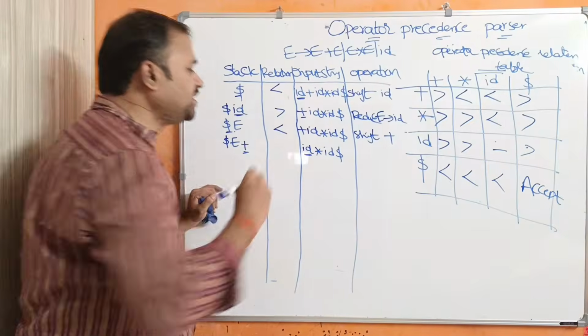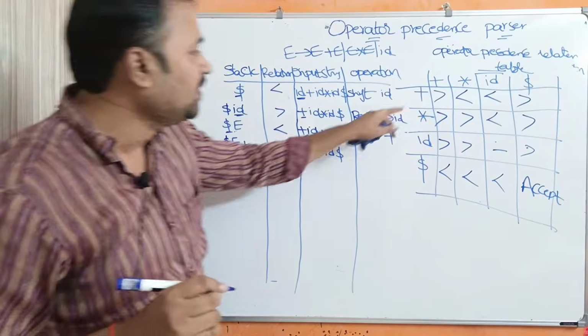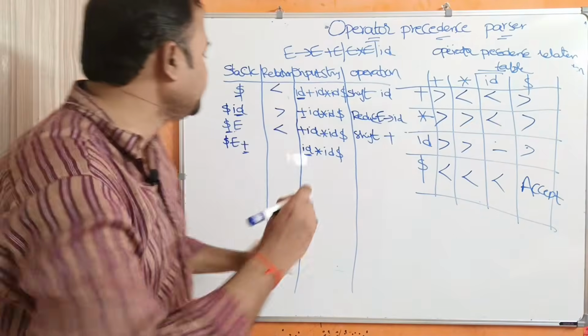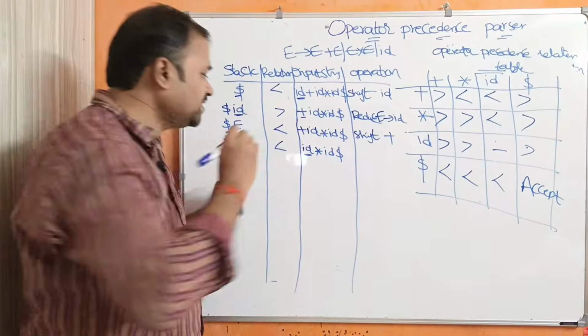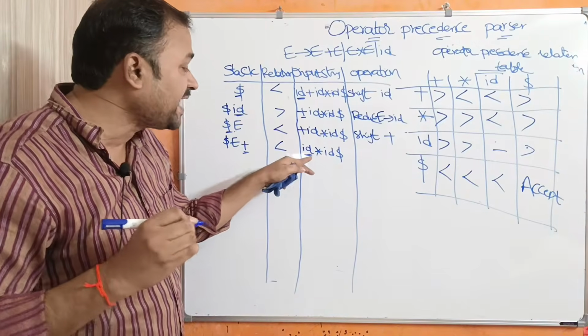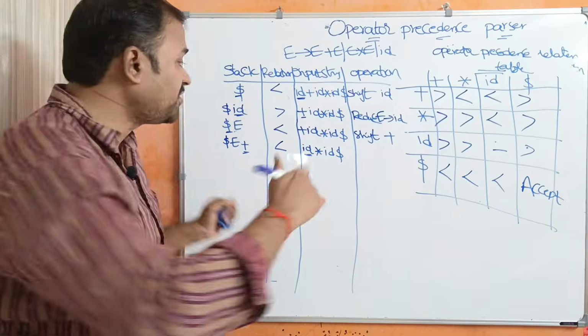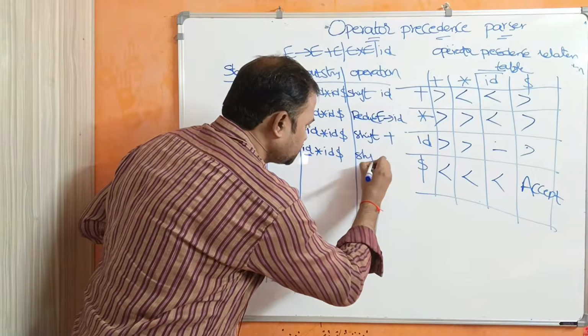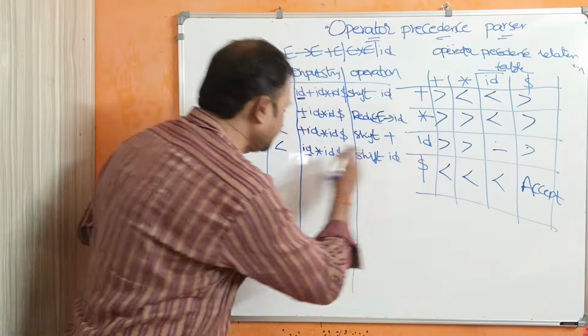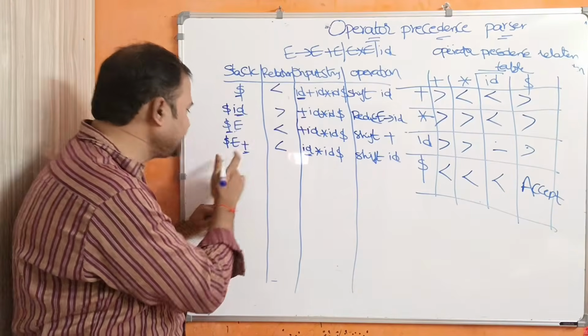What is the input symbol? id plus id. Plus id means what is the relation? Less than. So that means input symbol has higher priority. If the input symbol has higher priority, then we can perform the push operation. So shift id. So now we need to shift this id onto the stack.